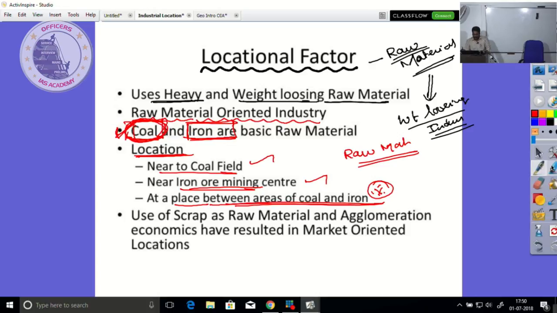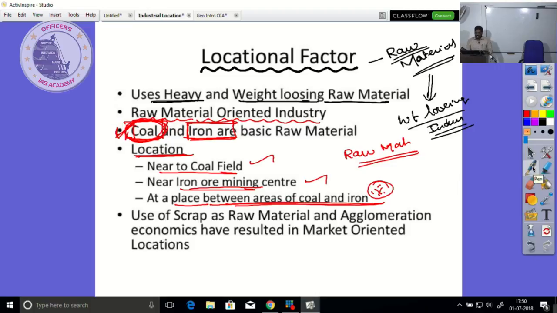Right, sir. And nowadays, when I talk about the modern setup or modern location, it is not that always we are going for iron ore as raw material. We are also using recycled iron and scrap material. If that is the case, only if coal is available, only if power is available, there also you can go for setting up of these industries. Certainly not on a large scale, but on a small scale you can go for it.